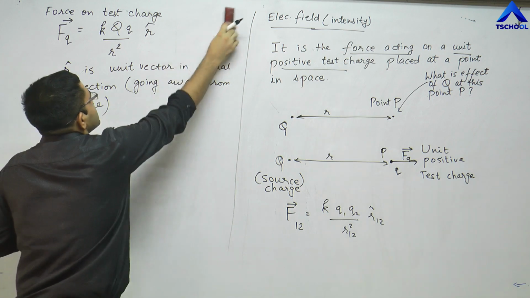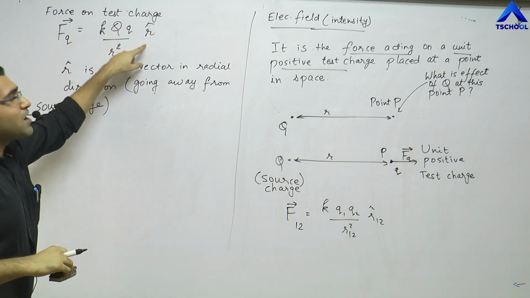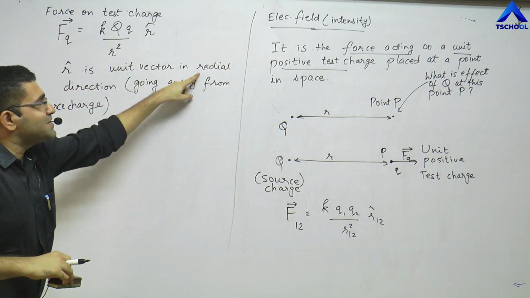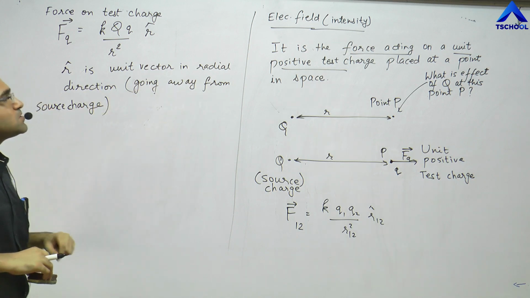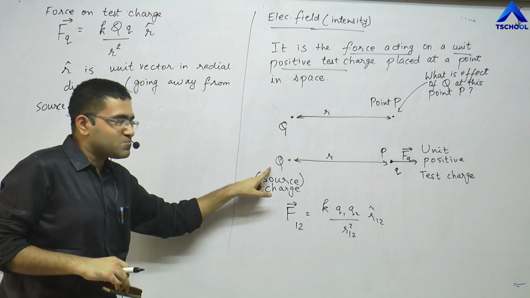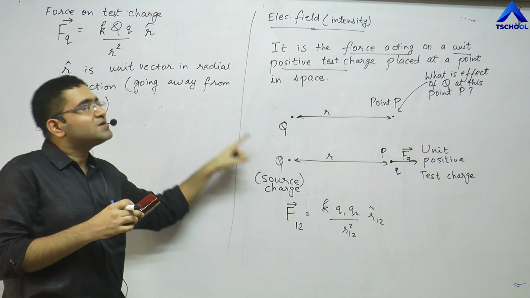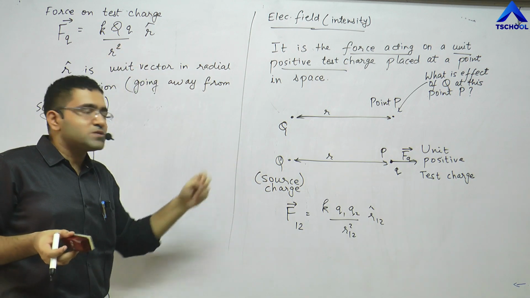So let's go on further. It's that F_q vector is k capital Q small q by r squared r hat, where r hat is the radial direction going away from the source charge, as you can see in that diagram. Again, to remind you, I've assumed right now that this is positive, but this expression works even if the charge capital Q is negative.